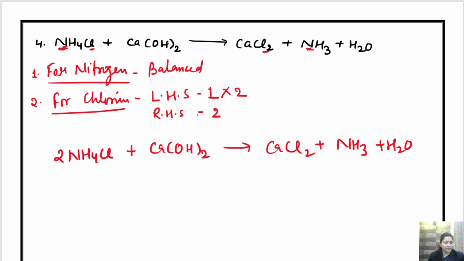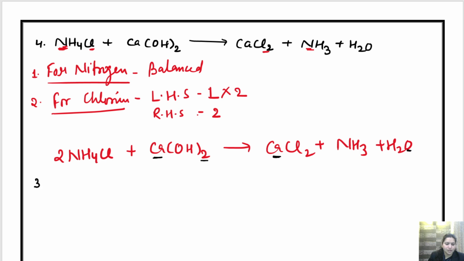Getting it? Okay. But now what? So we have balanced chlorine. What about hydrogen? Let's see hydrogen here. Or let's see oxygen first. Oxygen is less. Calcium is also less. So calcium is 1 here and calcium is 1 here. That is balanced. Let's see oxygen. So we have 2 oxygen. But here we have only 1 oxygen. Okay. So what we are going to do?